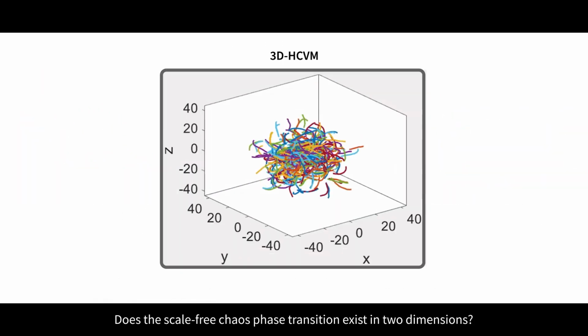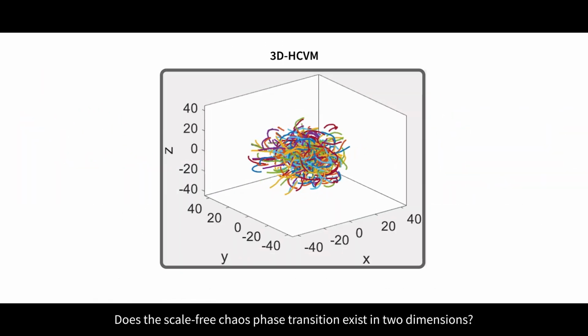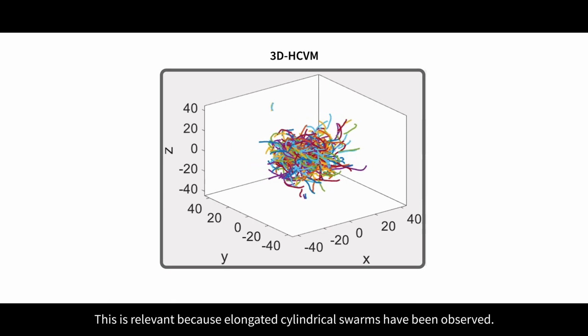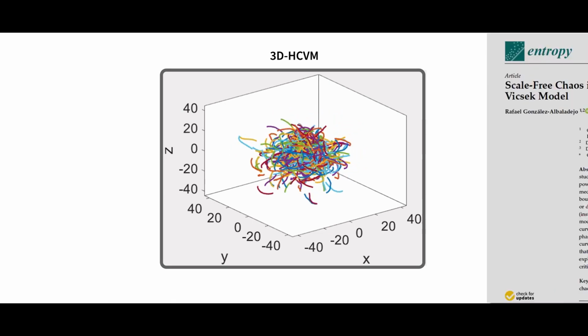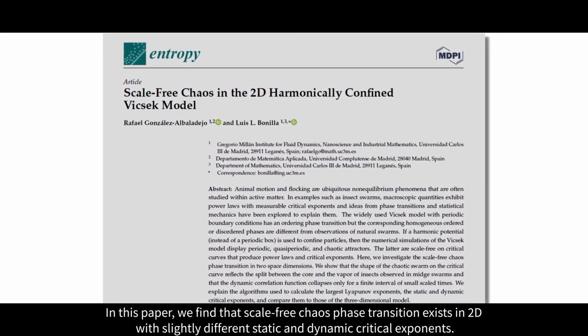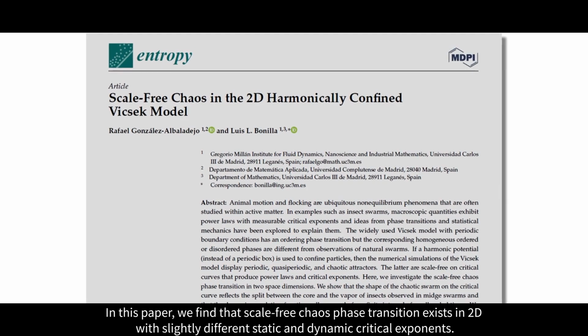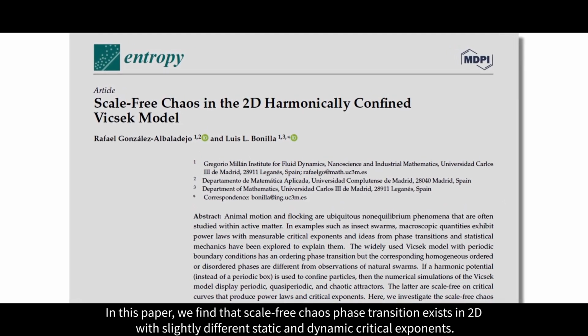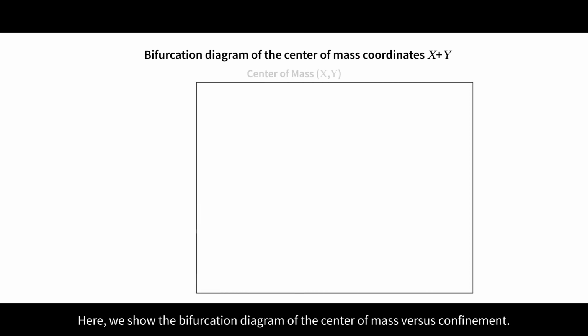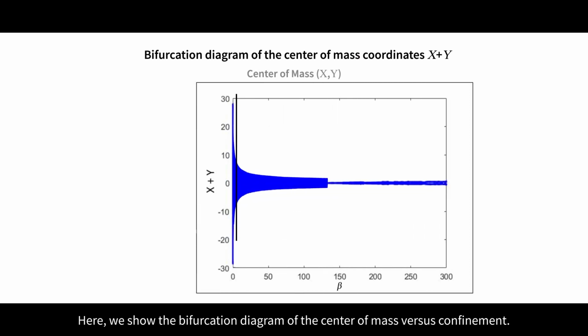Does the scale-free chaos phase transition exist in two dimensions? This is relevant because elongated cylindrical swarms have been observed. In this paper, we find that the scale-free chaos phase transition exists in 2D with slightly different static and dynamic critical exponents. Here, we show the bifurcation diagram of the center of mass versus confinement.